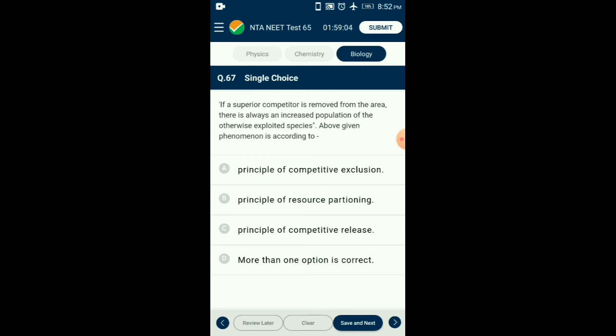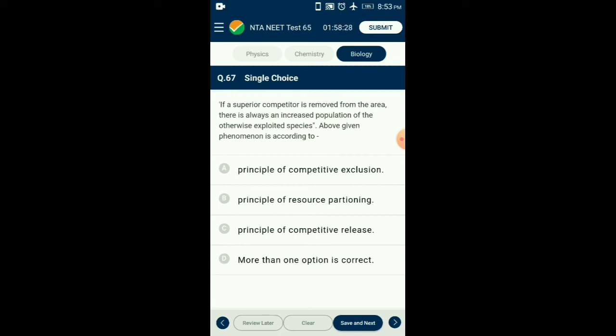Above the given phenomena is according to Connell's elegant field experiment in the intertidal area of Scotland. Barnacle Balanus is a competitively superior species and predominates in the area, and barnacle Chthamalus is a competitively inferior species and is confined to a narrow zone in the area.